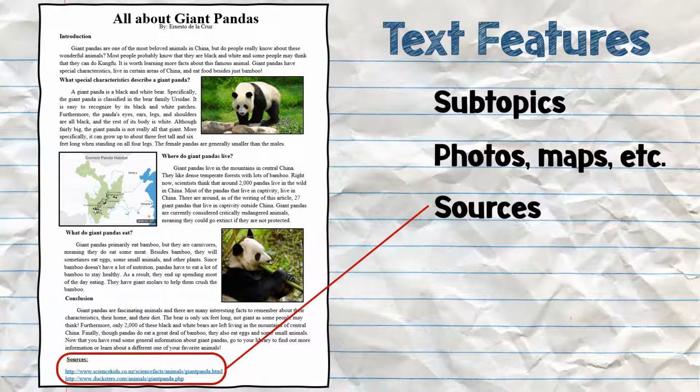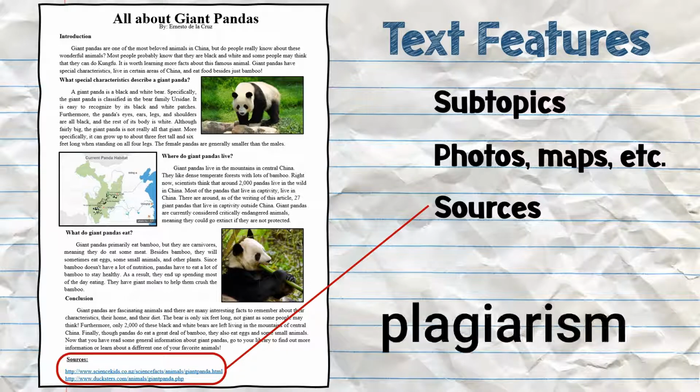Maybe part of the source is themselves and their experiences, but authors also use different sources. Like here, they used a science website or Ducksters.com. Those are sources, and this is important because if you don't write the sources at the bottom, it's considered stealing the information from others. It's a fancy word called plagiarism.